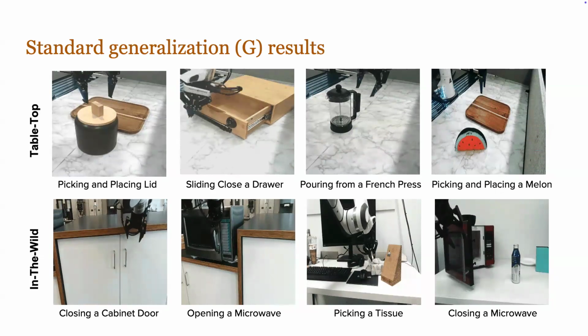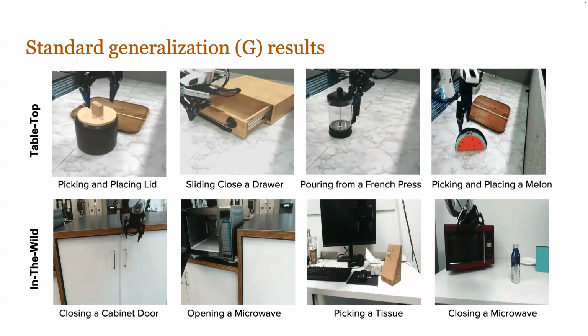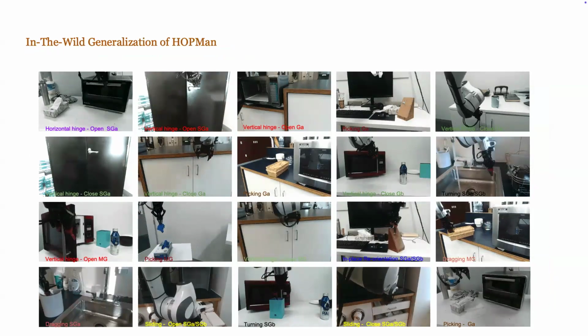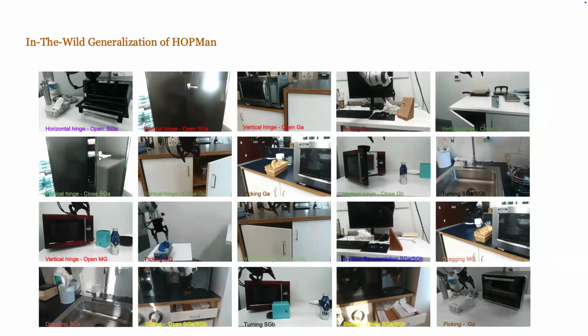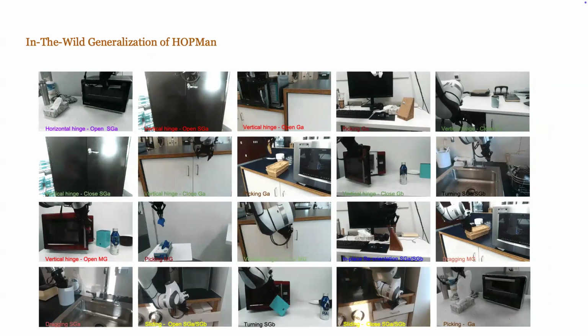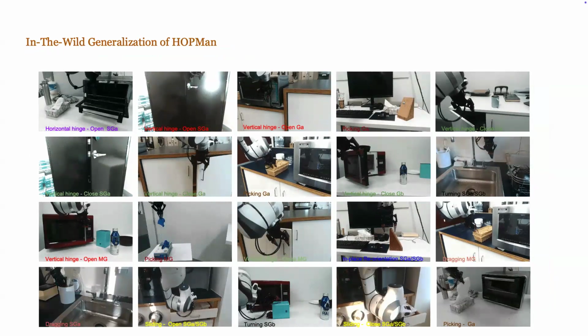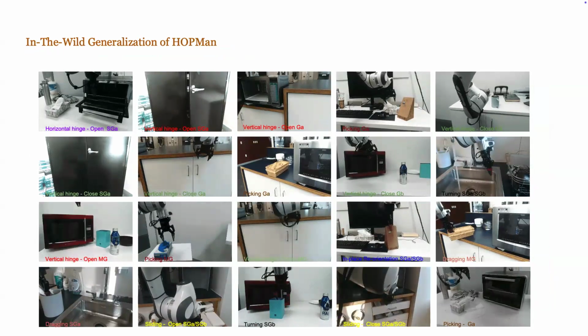Here are some more examples of standard generalization and some in-the-wild examples, like in a kitchen that we never saw before. And now basically the robot is doing all these different tasks of closing drawers, moving around objects, putting things in the microwave and so on.